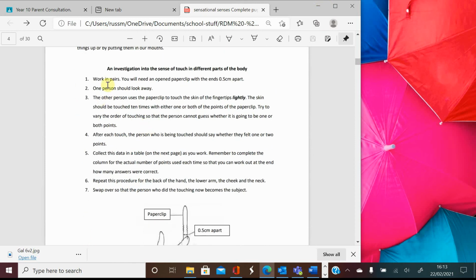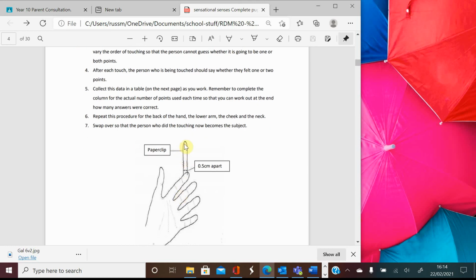So this one does suggest working in pairs, and obviously in a school setting that would be okay. You're at home, and unless you have a sibling to hand, you might need to call on maybe a parent or somebody in the house with you, and they could do this with you. The idea is that you are going to open up a paper clip. So I hope you're able to get your hands on one of those.